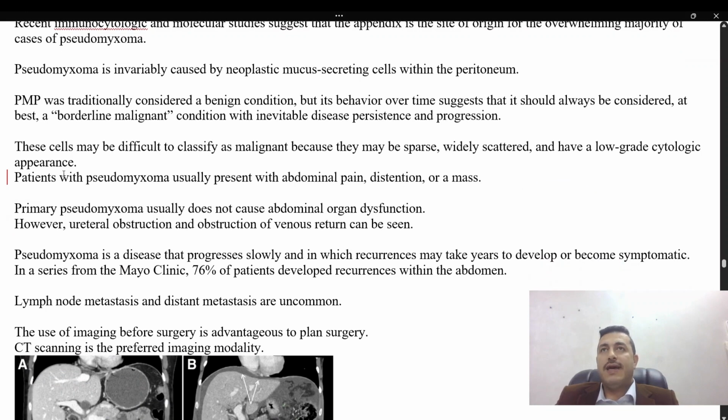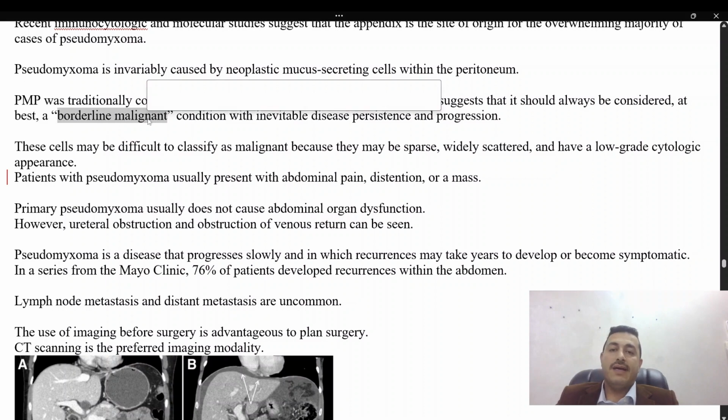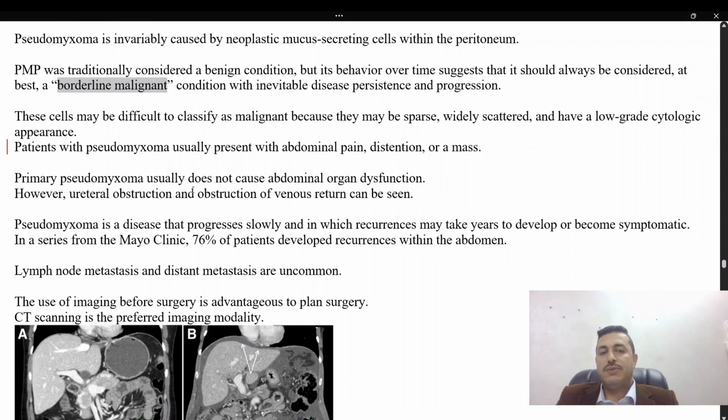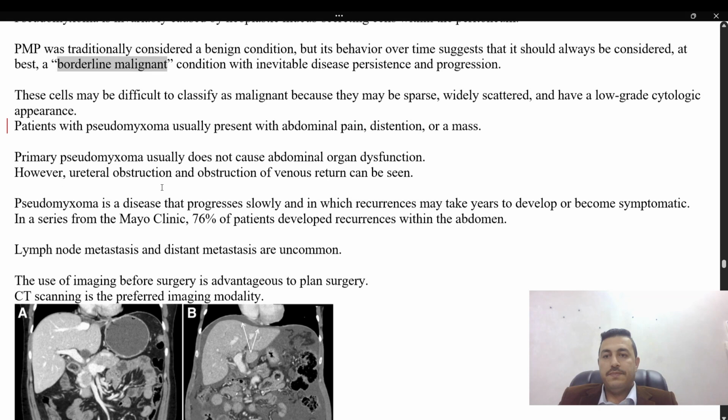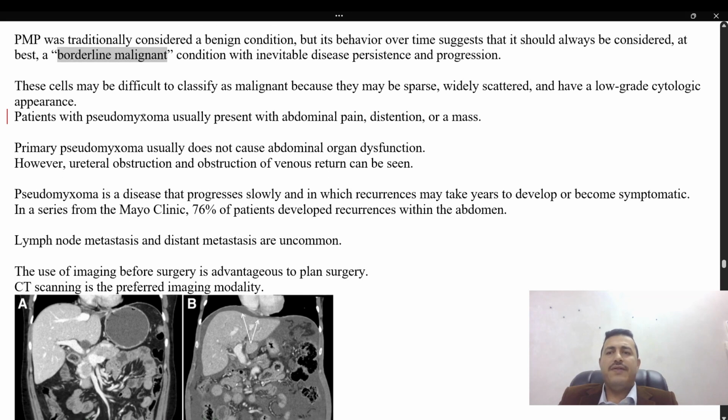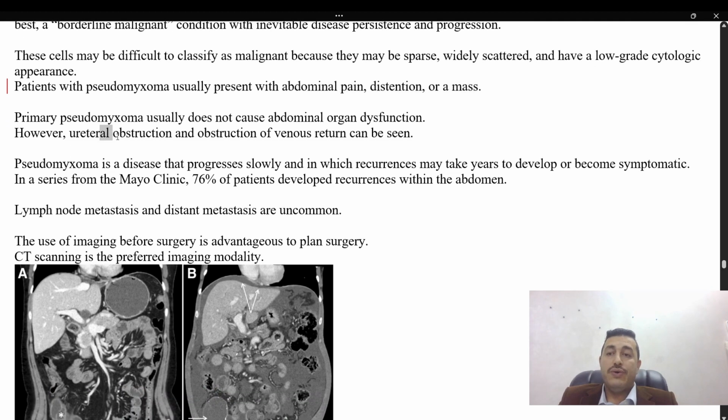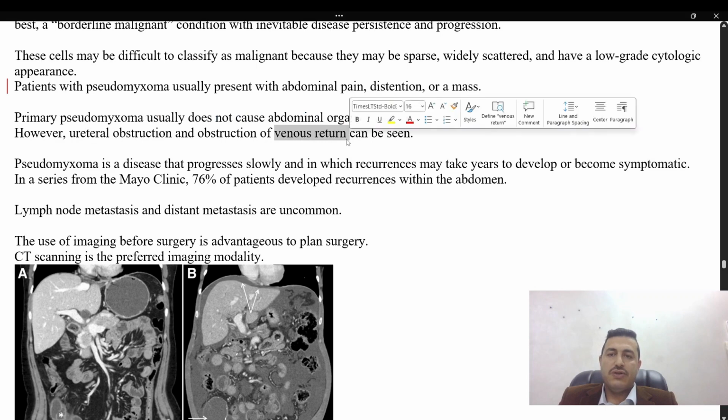What else can we say? Okay. Pseudomyxoma peritonei, in the past they thought it was a benign condition. Recently, although it's benign, it behaves like a malignant one, so they consider it a borderline malignant condition. It's a bad entity and carries a bad prognosis actually, despite the surgical treatment, as we will see. We said that the symptoms are non-specific: abdominal pain, distension, mass, ureteral obstruction, venous obstruction.